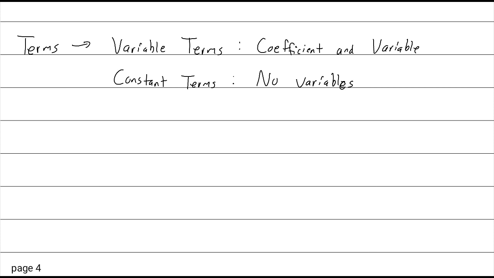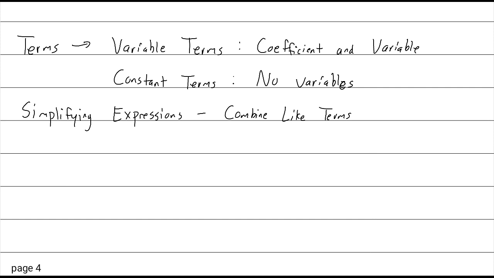And we talked about simplifying algebraic expressions, which just means to combine like terms. And we talked about evaluating expressions given the values for the variables. Okay, and that's whenever you get a number for an answer. So that's simplifying and evaluating algebraic expressions.